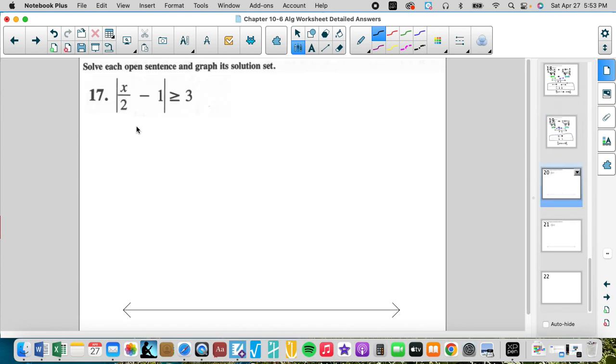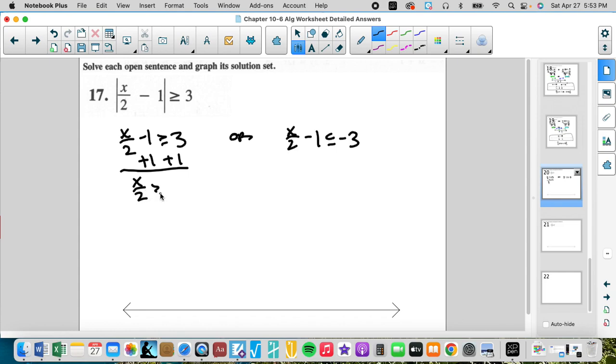Okay, ho-hum. Fractions, you think fractions make it harder? No. X over 2 minus 1 is greater than or equal to 3. Greater is or. X over 2 minus 1 is less than or equal to -3. Let's add 1. We get x over 2 is greater than or equal to 4. The inverse of dividing by 2 is multiplying by 2. We get x is greater than or equal to 8.